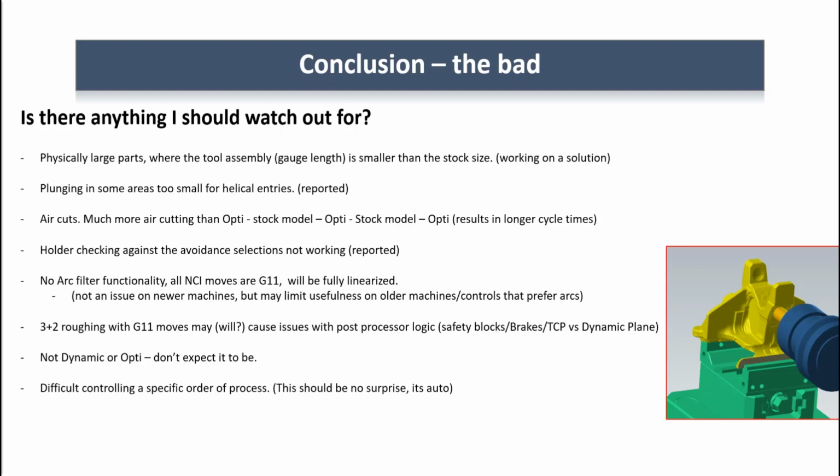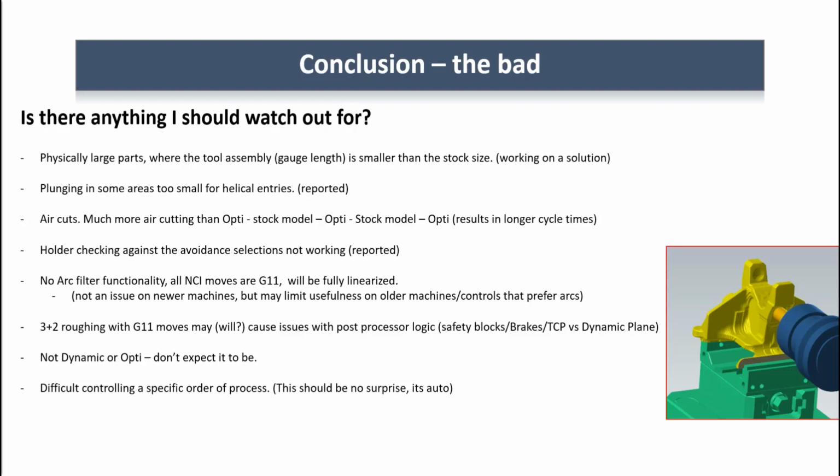Air cuts, there's a lot more air cuts going on. It's not as good as Opti with air cuts, so you will have a little bit longer cycle times. Holder checking against the avoidance section's not working. So like I said, this is a brand new toolpath. There's going to be some little issues here and there that they need to adjust, and they are adjusting them. There's no arc filter, so you're going to get a lot of code. If you have newer machines, maybe your machine can take care of it. Otherwise, you're going to have a lot of code.